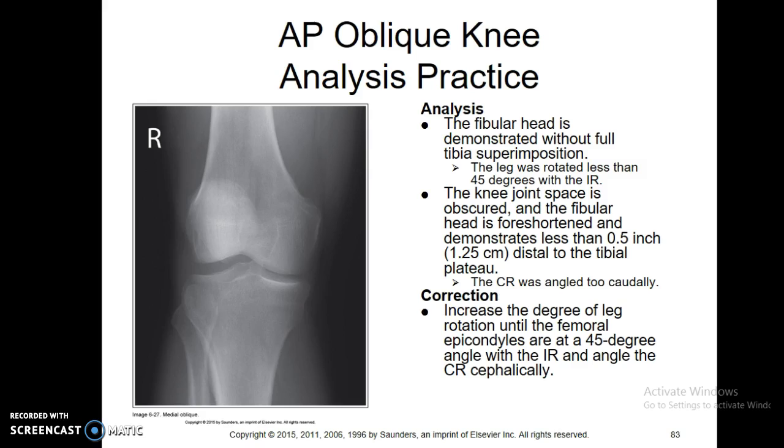Sometimes if you go back to an AP straight knee, you can angle 3 to 5 degrees just to kind of open that up. We kind of ran past that a few slides ago, but be aware that you can put a slight cephalic angle on the AP knee as well.